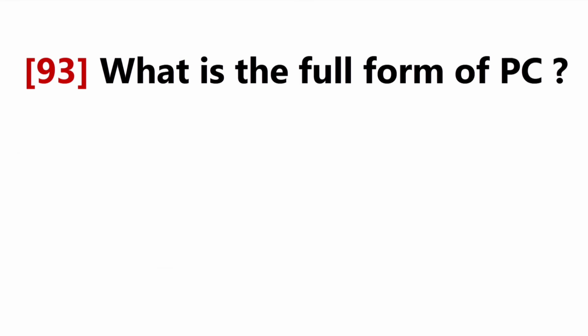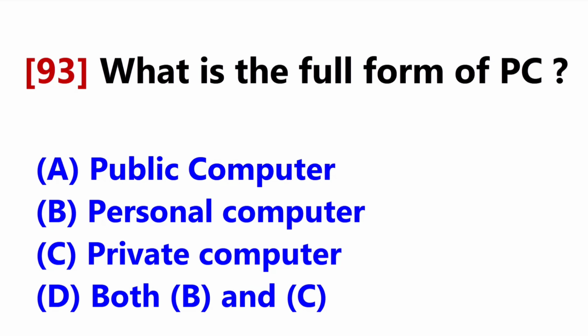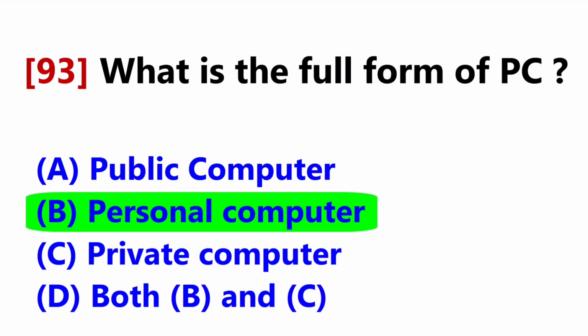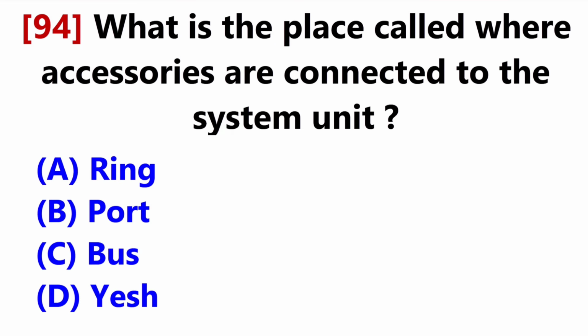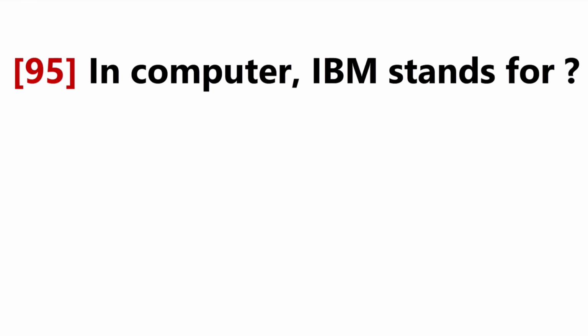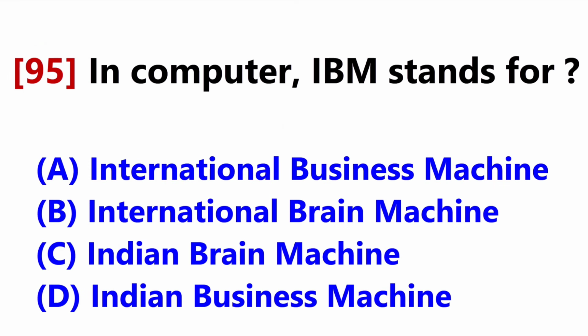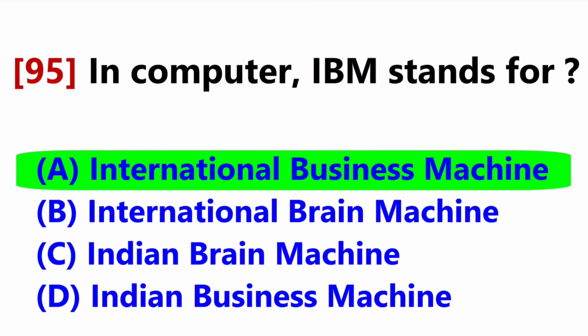What is the full form of PC? Answer option B, personal computer. What is the place called where accessories are connected to the system unit? Answer option B, port. In computer, IBM stands for? Answer option A, International Business Machine.